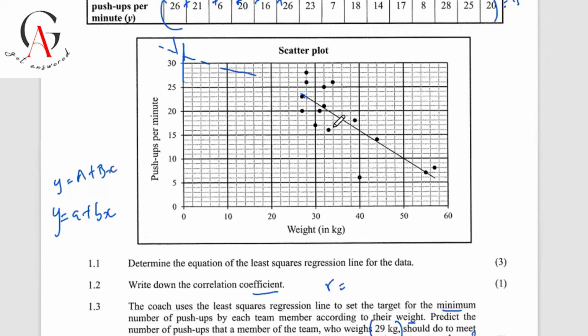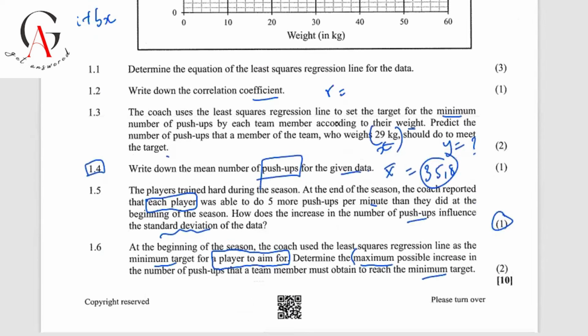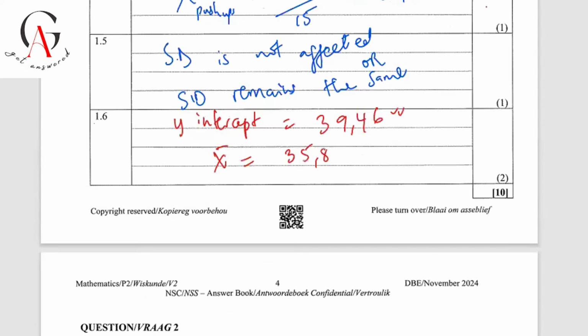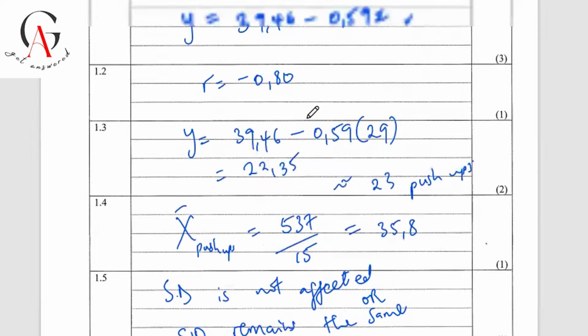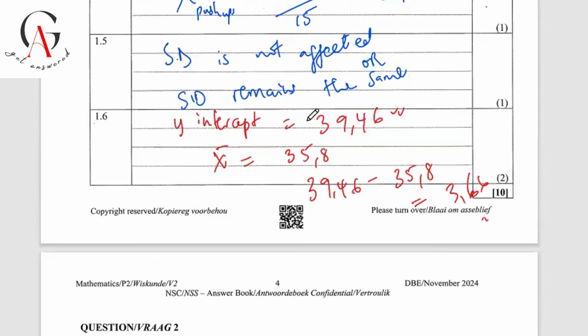What is the question asking for? The question is asking to determine the maximum possible increase in the number of push-ups. So for us to get a target of 39,46, how many extras can we add? I'm just going to say 39,46 minus 35,8. That gives me around about 3,66, which is approximately 4 push-ups that must be the increase for them to get the target from the mean or the average. All right, so that is what I would have done with question number 1.